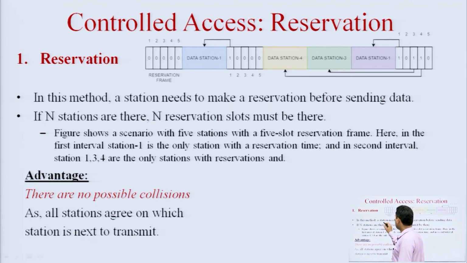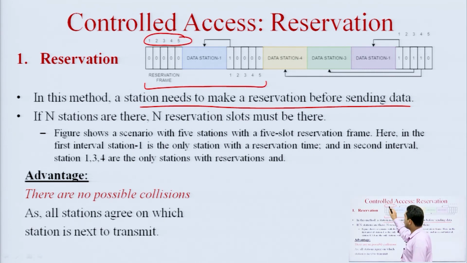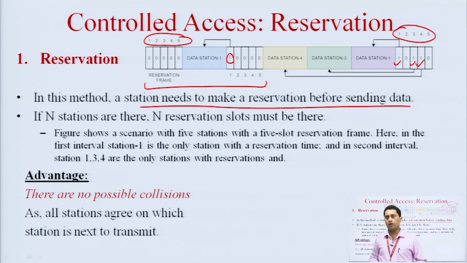In this method, the station needs to make a reservation before sending the data. It means before going to the class we need to reserve the slots. In the figure you can see here, this is the first frame. In this, out of 5 faculty members or 5 stations, only the first one has reserved 1 slot. That is done. After this, in another cycle, the same 5 stations are there, and station 1, station 3 and station 4 want to send the data. So, yes, it is okay. So, here a complete reservation is there.